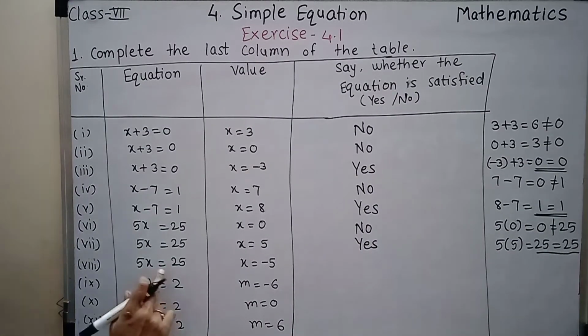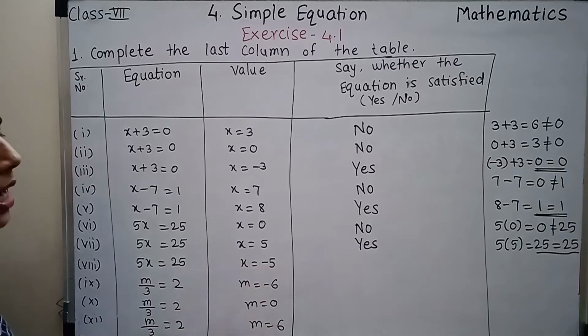Continuing next, 5x equal to 25. तो x की वैल्यू यहाँ पे दी है -5.